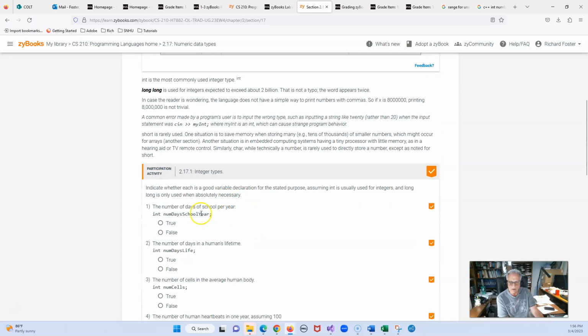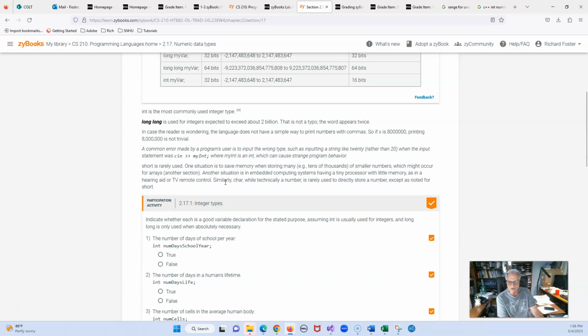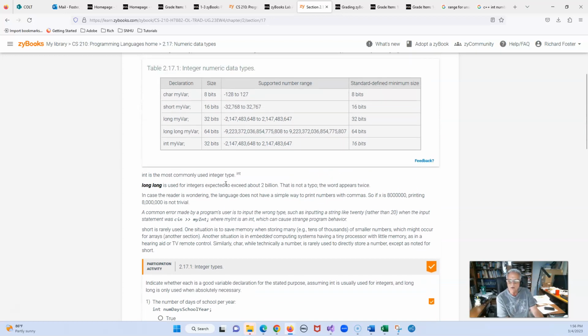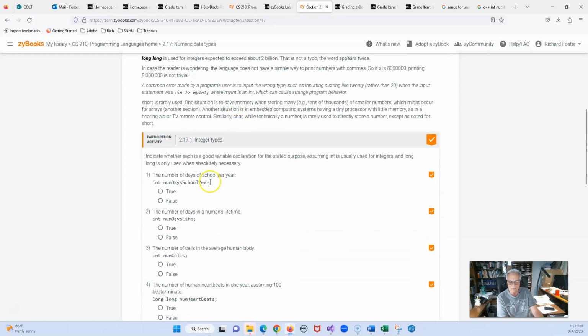So let's go in here and choose the number of days per school year, to indicate whether it's a good variable for the state of birth, assuming it is usually used for integer. So yes, this would be fine. What you could do, if you're not 100% sure and you want to be the most efficient, is go in here, and obviously this would not qualify, but an unsigned character would, because you can go up to 255, and last I heard there's only 180 days of school. But let's just not worry about that for right now, and let's just say that the number of days per school would be good.